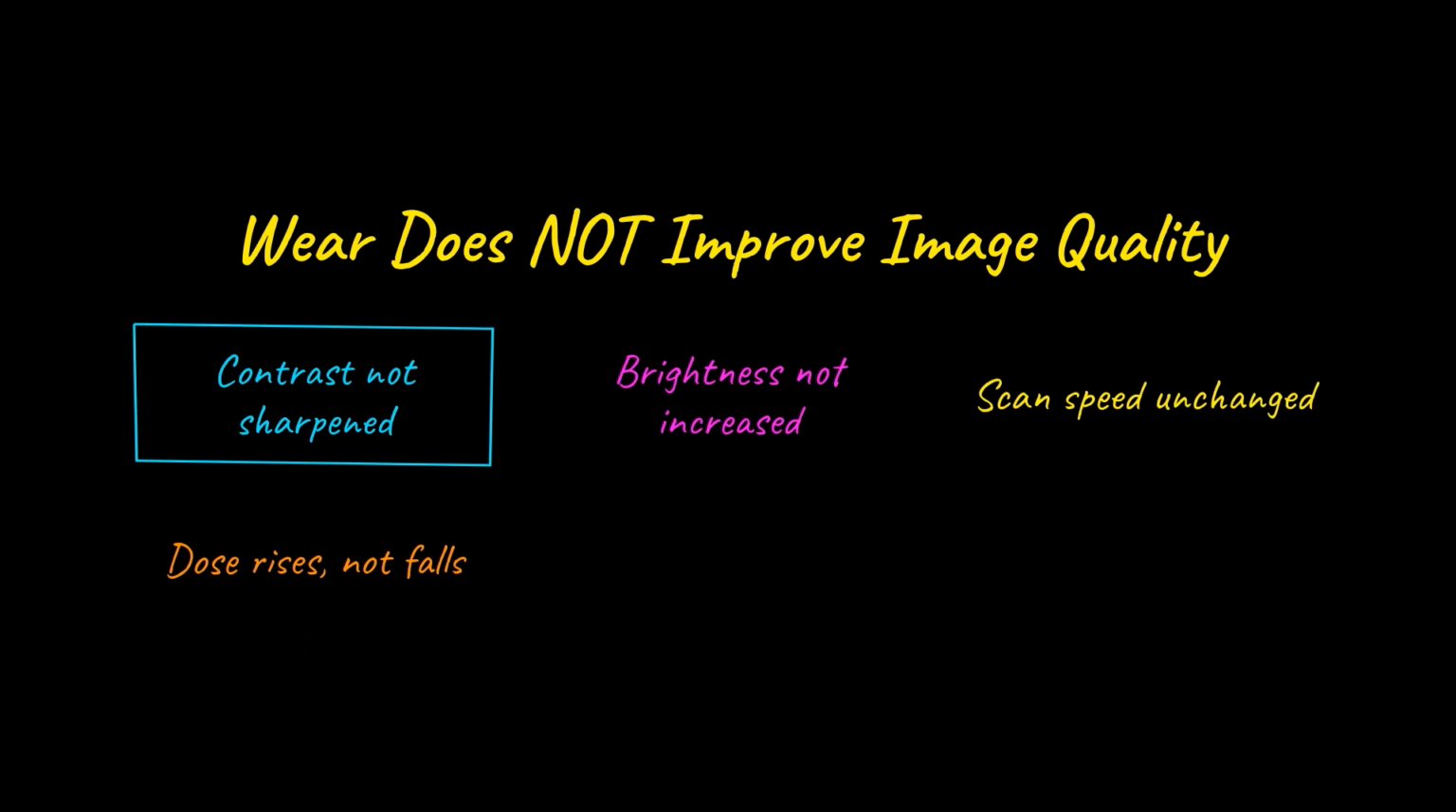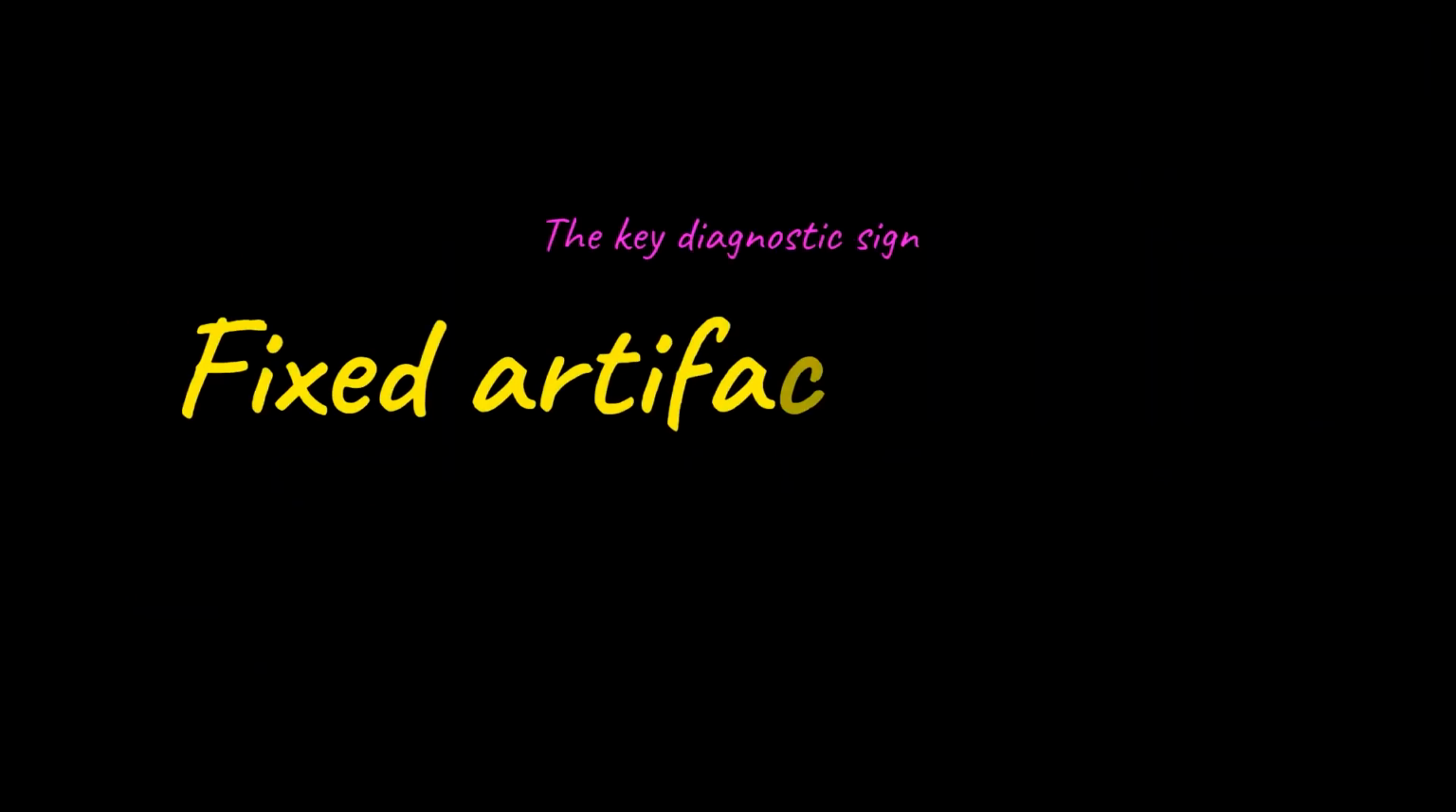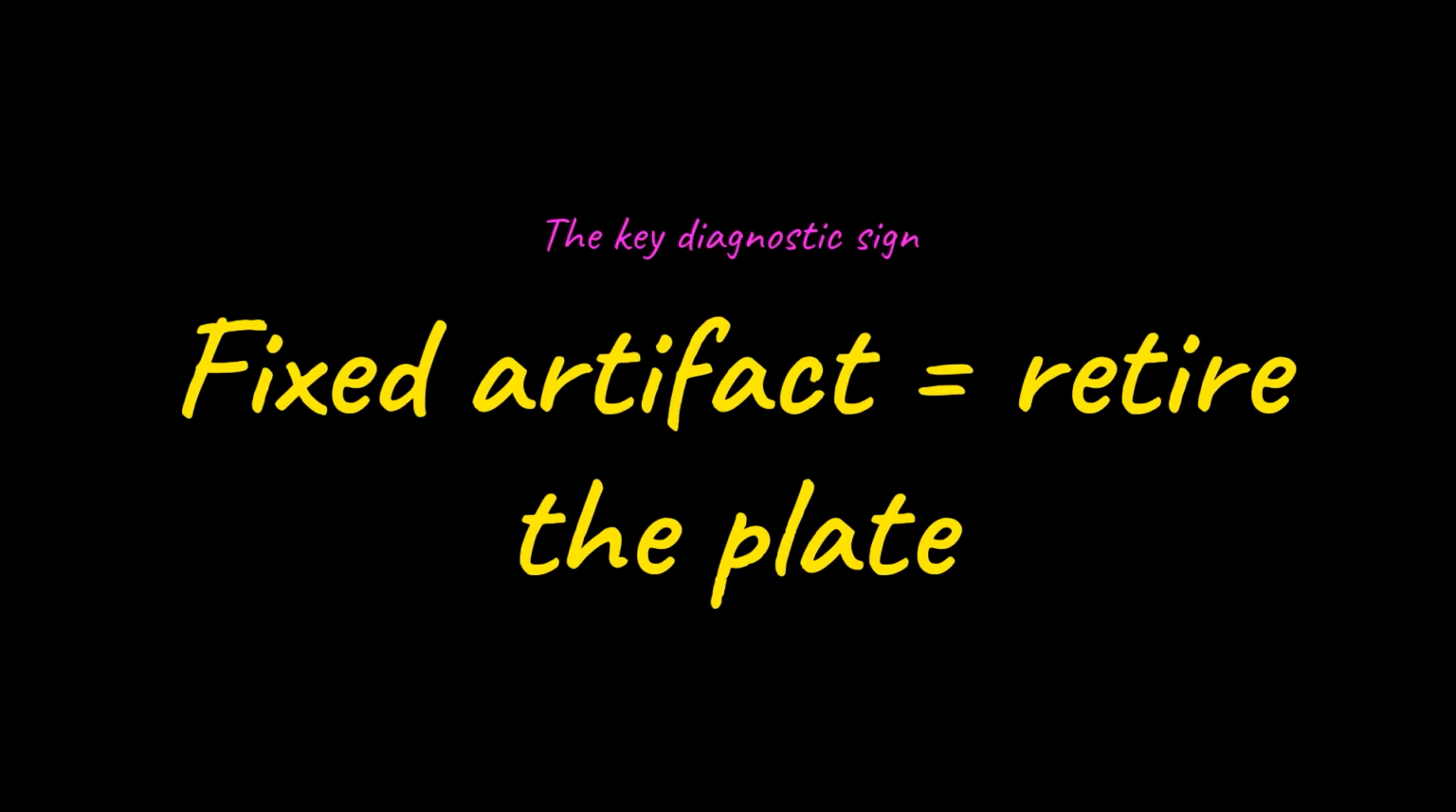A common trap is assuming damage might somehow help, sharpening contrast, brightening the image, or lowering patient dose. None of these follow. Damage degrades the recording surface. Scanner speed is set by hardware, and a damaged plate that forces a retake actually increases dose. When a mark appears in the same relative position across multiple patients while the anatomy changes around it, the cause is durable damage to the phosphor plate. The correct response is to retire that plate from service before the artifact obscures real findings.